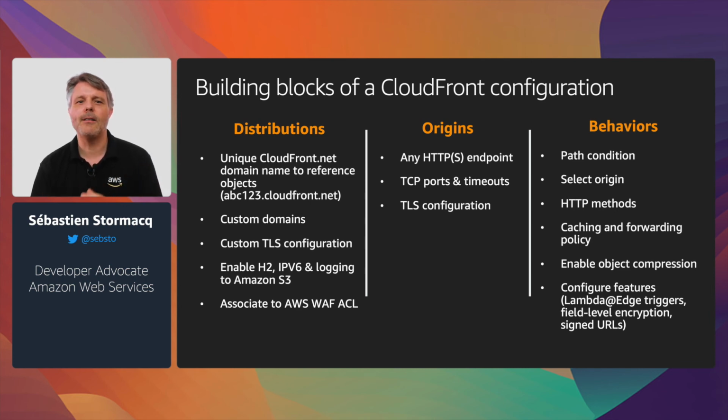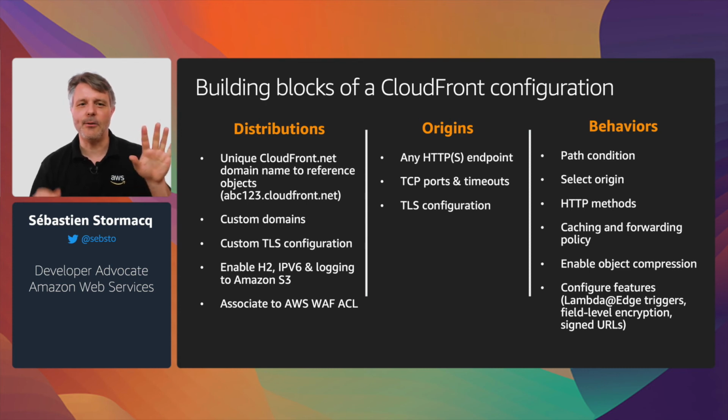The second building block is called the origin. And the origin, this is where CloudFront is going to fetch the content. So it can be anything HTTP, doesn't have to be on AWS, can be on-prem or another cloud. So you can really use CloudFront as a standalone AWS service, not connected to anything else. But typically, in an AWS architecture, an origin will be a load balancer, or an Amazon EC2, an Amazon S3 address, for example. This is where you configure the TLS configuration, the TCP port, timeout to connect back to your origin.